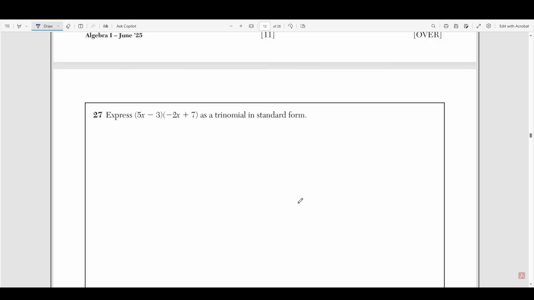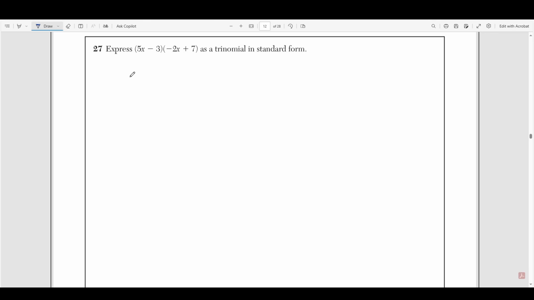All right, moving on. Number 27 asks us to express 5x minus 3 times negative 2x plus 7 as a trinomial in standard form. What is a trinomial? Well, a trinomial is like ax squared plus bx plus c. All right, there's 3 numbers there, hence trinomial. Nomial means number, tri means 3. So we need to express this as a trinomial. In other words, just multiply it out. That's all you have to do here. Multiply it out and combine like terms.